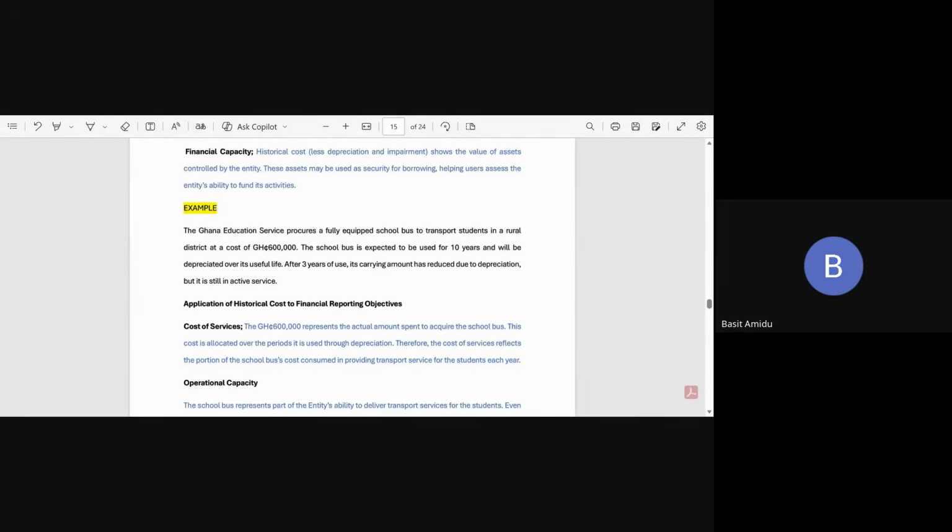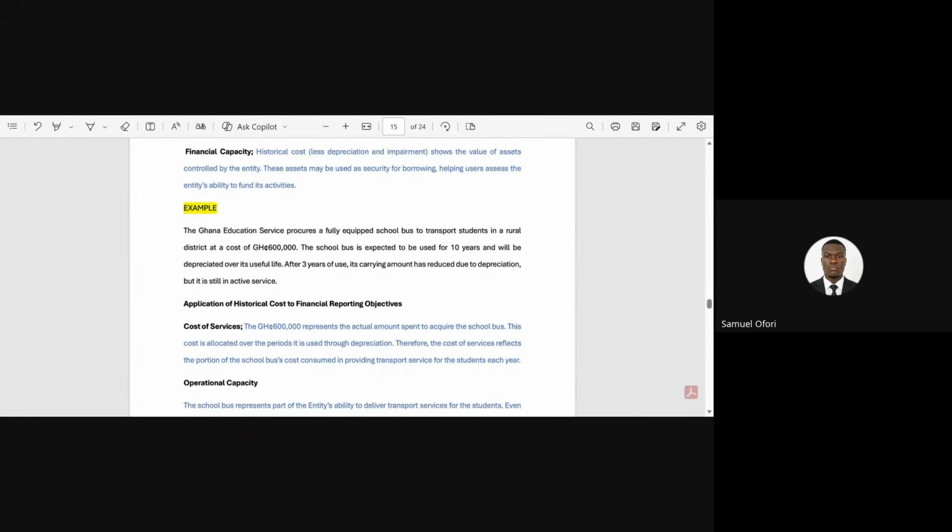600,000. Yes, 600,000. Okay. So what will you say about the operational capacity? Anyone? So it has reduced. No. That's not the explanation, Victoria. That's not the explanation. Operational capacity. Yes. Exactly. Because you are saying that you want to what? Help transport students in the rural districts.